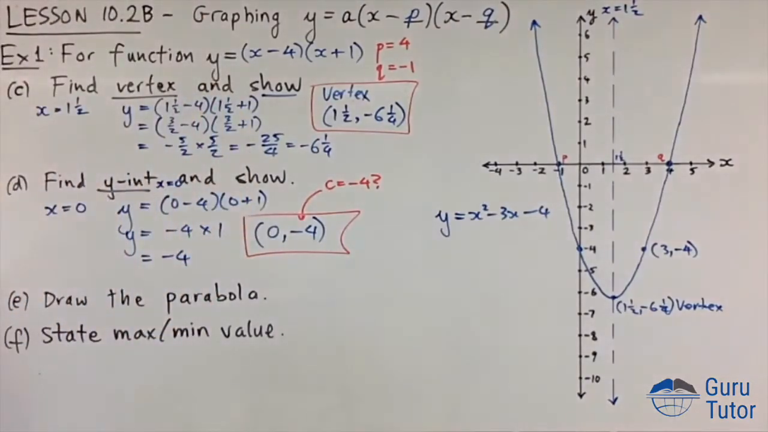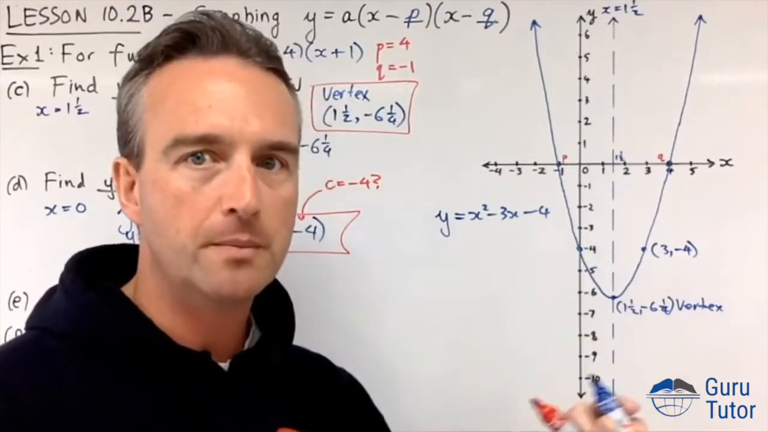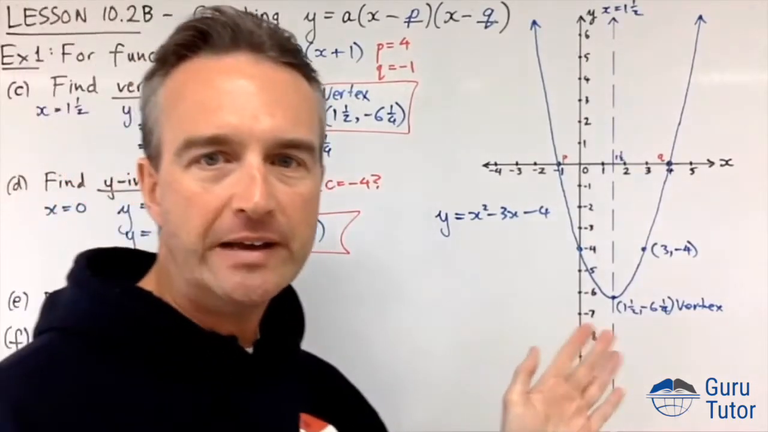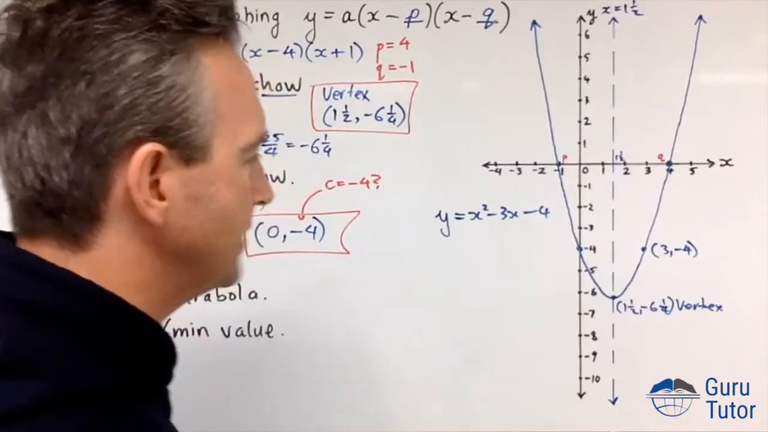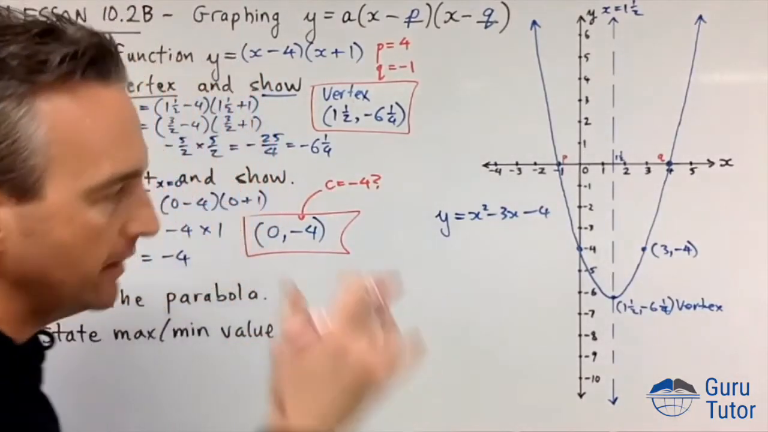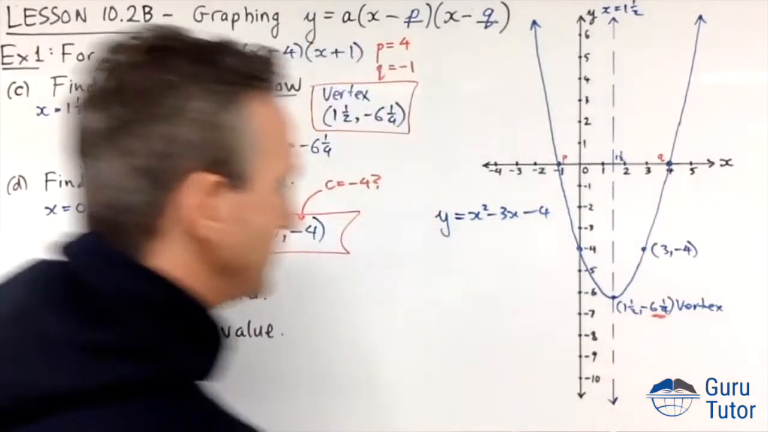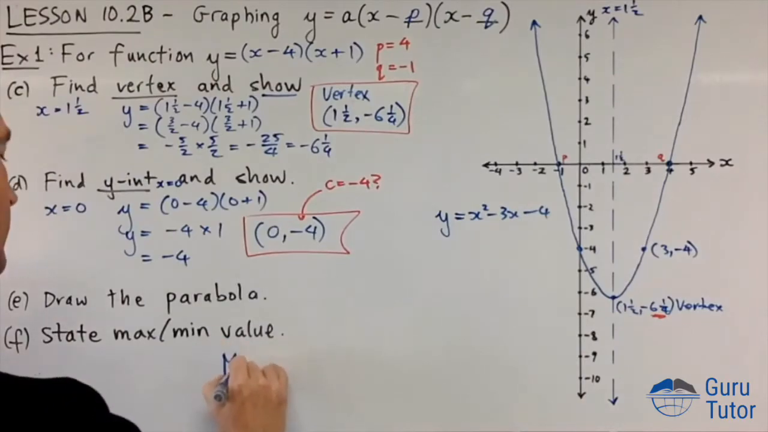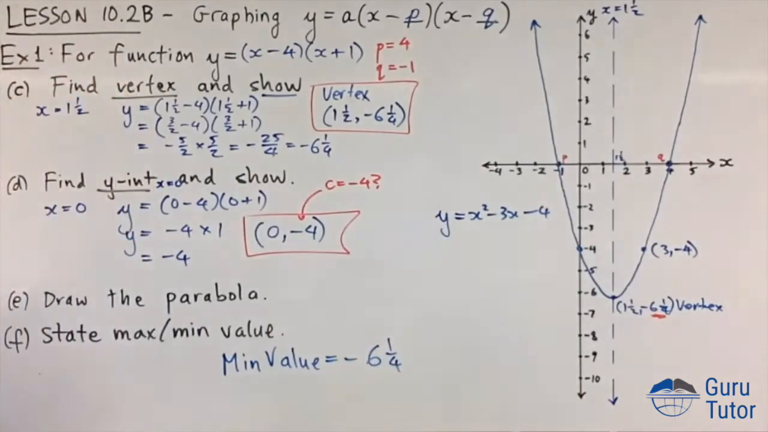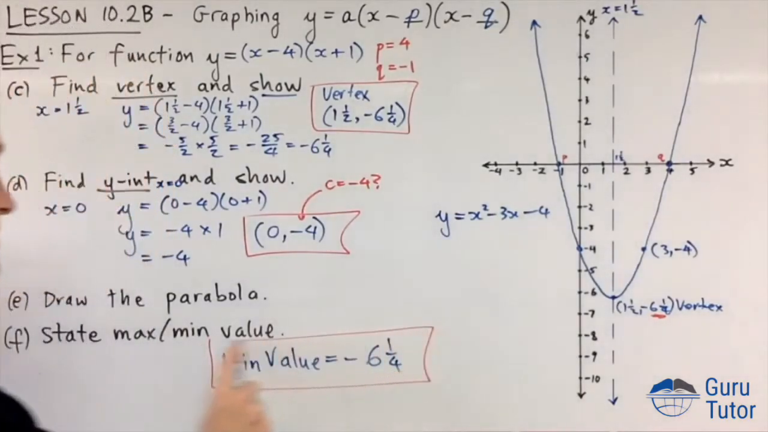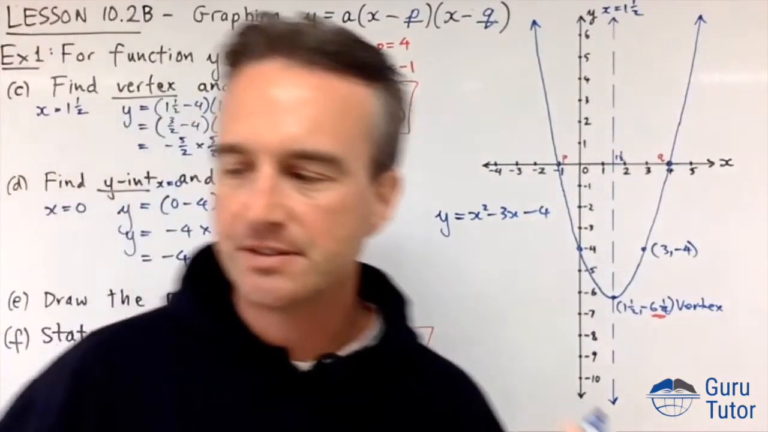F. Nearly finished. State the maximum or the minimum value. Quick question, does this have a maximum value or a minimum value? So it goes on forever upwards, doesn't it? So it doesn't have a maximum value. This has a minimum value. And what is it? Do you remember from last lesson? The minimum value is always the y-coordinate of the vertex, which is negative 6.25. So here we have a minimum value, negative 6.25. Whatever the lowest y value is. It's kind of like saying the lowest output value of this function. It has a minimum value of negative 6.25.